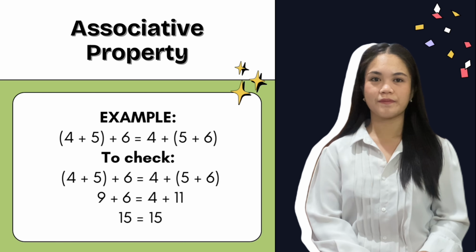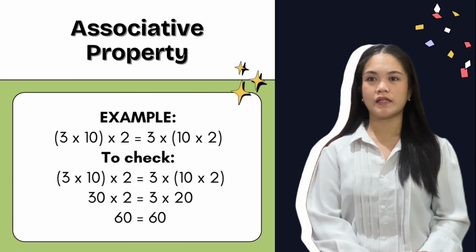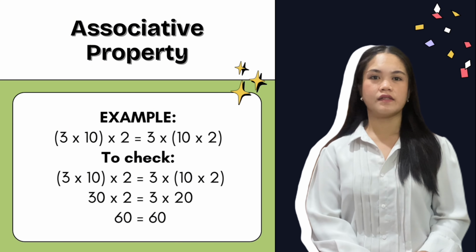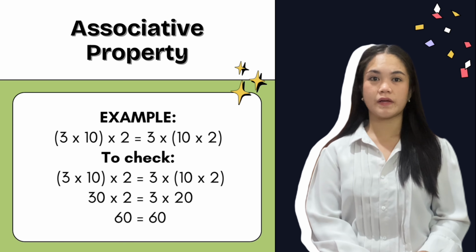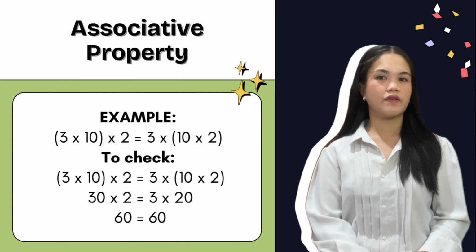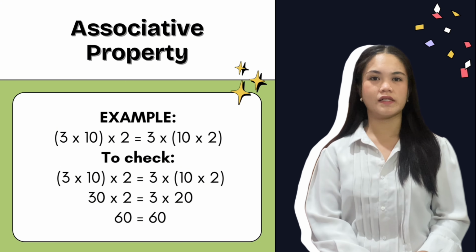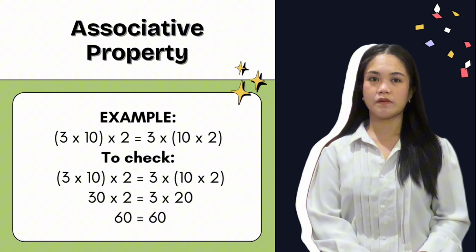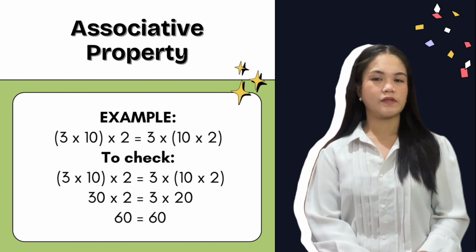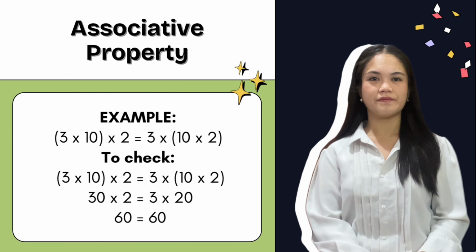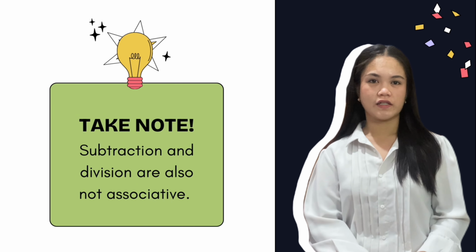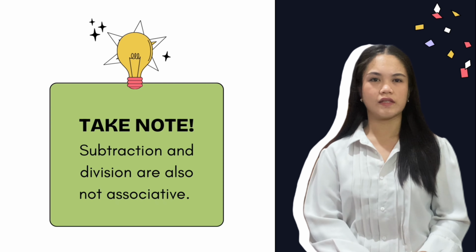The next example is the quantity of 3 times 10 times 2 is equal to 3 times the quantity of 10 times 2. Let us see if both the expressions are equal. So to check, the quantity of 3 times 10 is equal to 30 times 2 is equal to 3 times the quantity of 10 times 2, which is 20. Since 30 times 2 is equal to 60, and 3 times 20 is also equal to 60, then both expressions are equal. Take note, subtraction and division are also not associative.